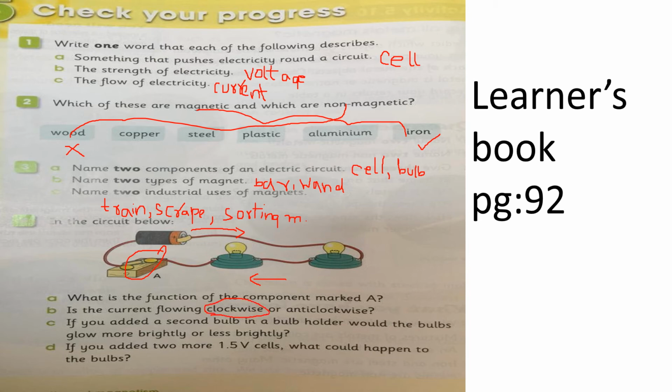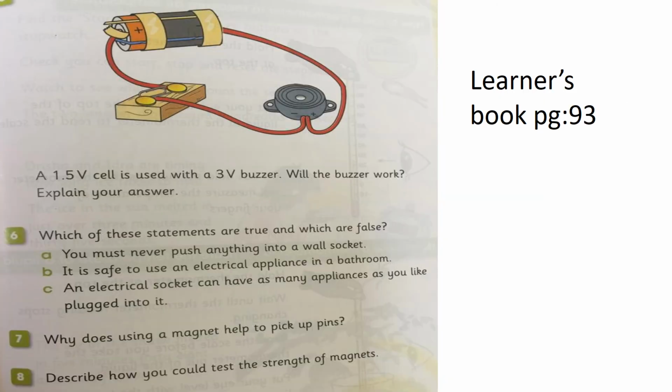If you added a second bulb in the bulb holder, then what would happen, more glow, brightly or less brightly? The same bulb, same cell, one more bulb is there, then what happened? It is lighting less brightly, right? If you added two more 1.5 volt cells, then what happened to the bulbs? If we add two more cells with these two cells, one having 1.5 and the cell having 4.5, what happened? It is definitely going to pop up, right?